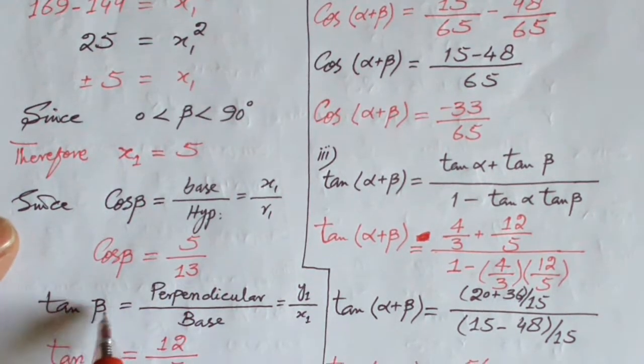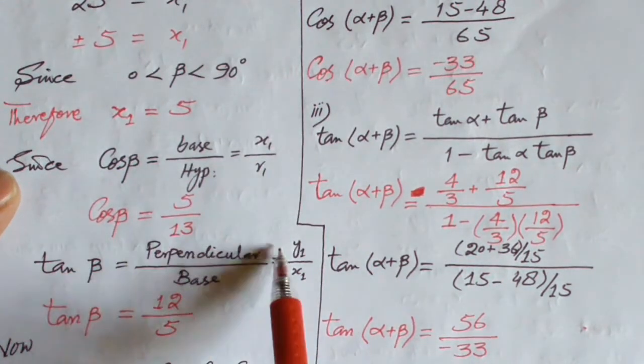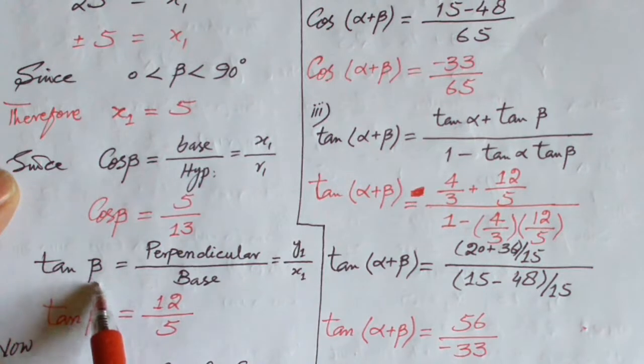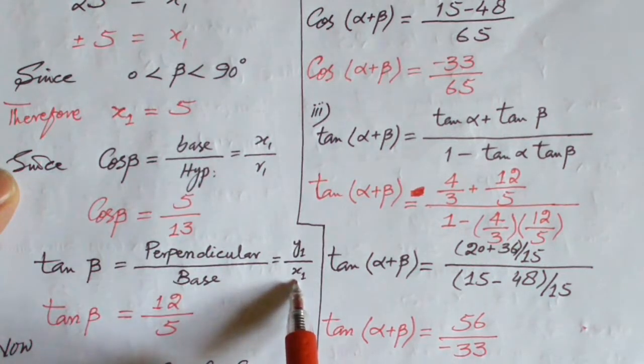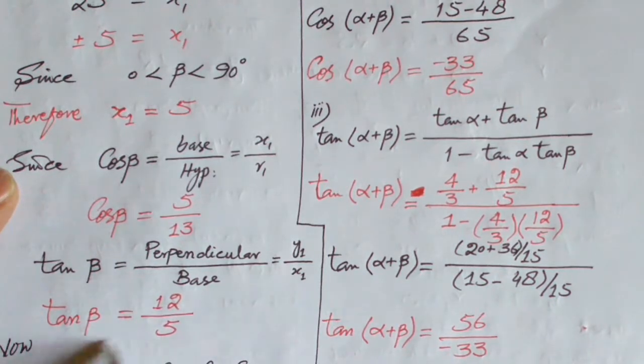To calculate tangent of beta, it is equal to perpendicular divided by base. With respect to beta, perpendicular is y1 and the base is x1. Substitute the value of y1 and x1. We have 12 divided by 5.